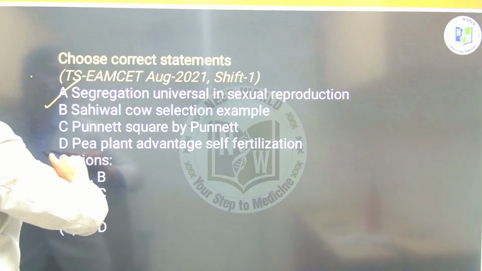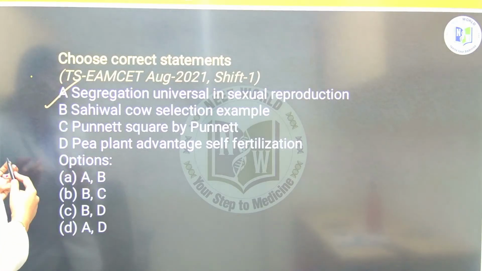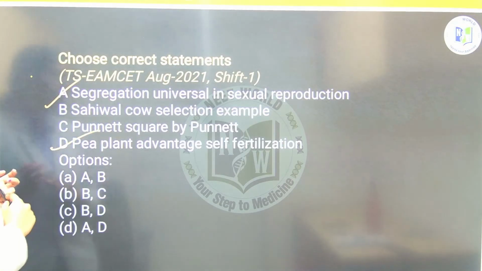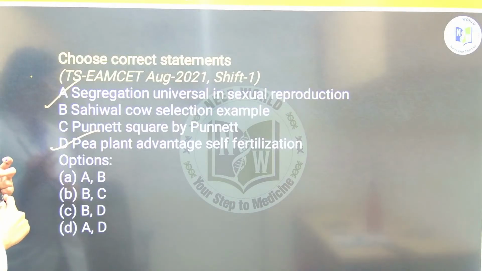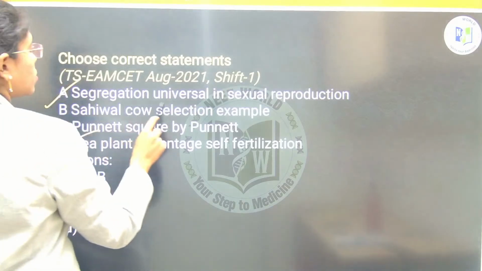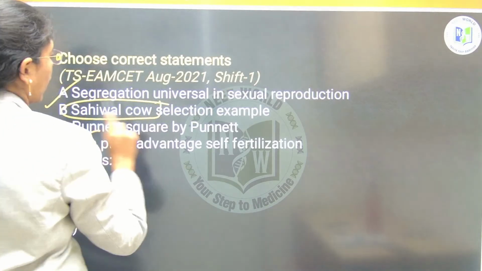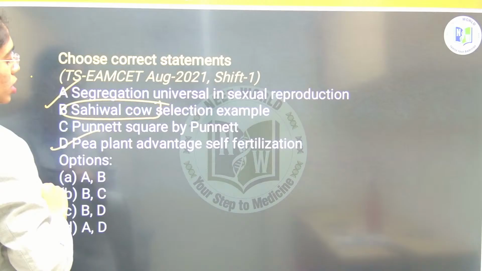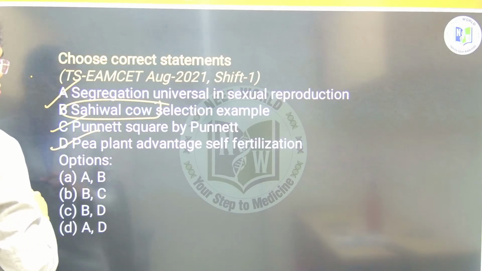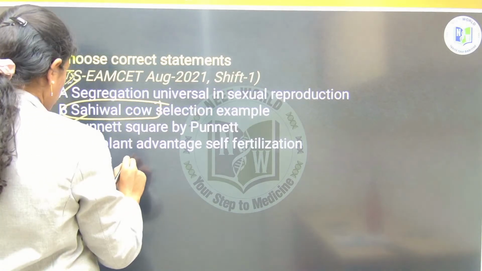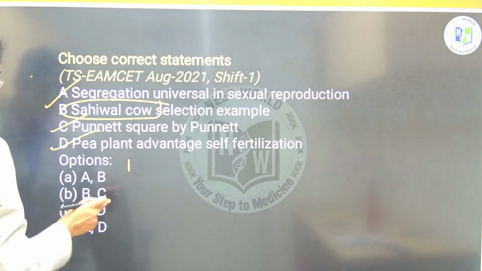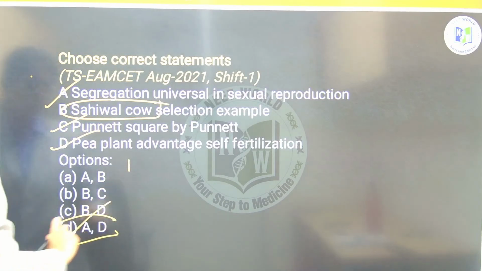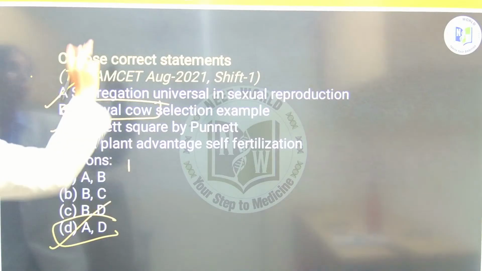A is correct. Segregation is universal in sexual reproduction. Pea plant's main advantage is self-fertilization or cross-pollination. Sahiwal cow selection, this is for artificial hybridization. Punnett square is given by Punnett, this is also true. So we can go with any of the combinations of A, C, which is not given. So we have to go with A, D. That is option D. Okay. Next.